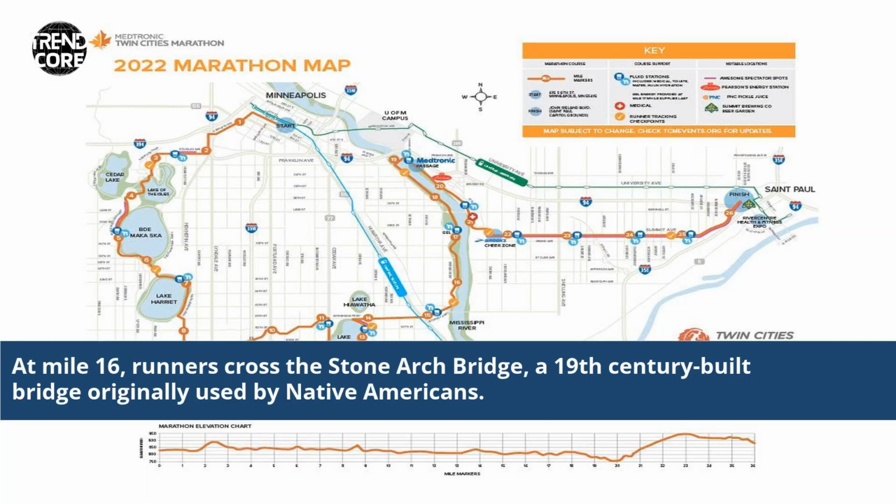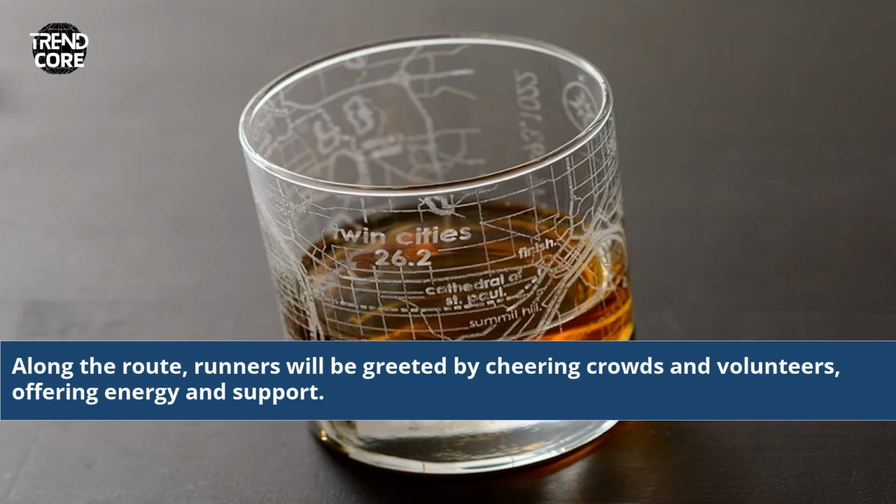At mile 16, runners cross the Stone Arch Bridge, a 19th century built bridge originally used by Native Americans. Along the route, runners will be greeted by cheering crowds and volunteers, offering energy and support.